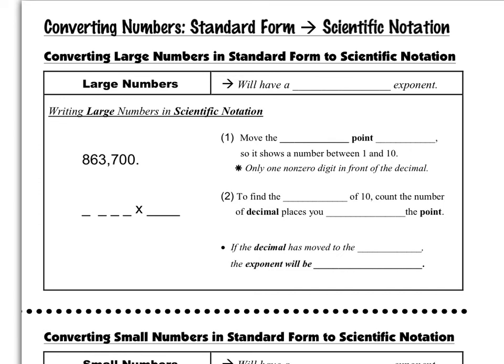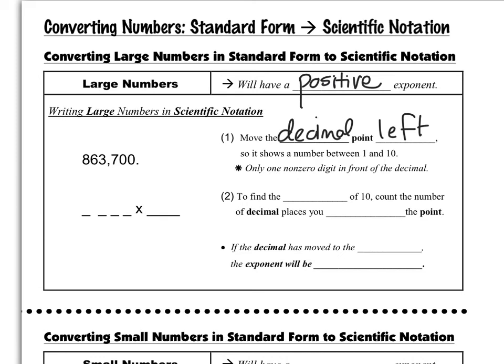So on this page, we're going to convert numbers from standard form to scientific notation. Large numbers will have a positive exponent. So this is 863,700. This is a large number we're going to write in scientific notation. We're going to move the decimal point to the left, so it shows a number between 1 and 10.